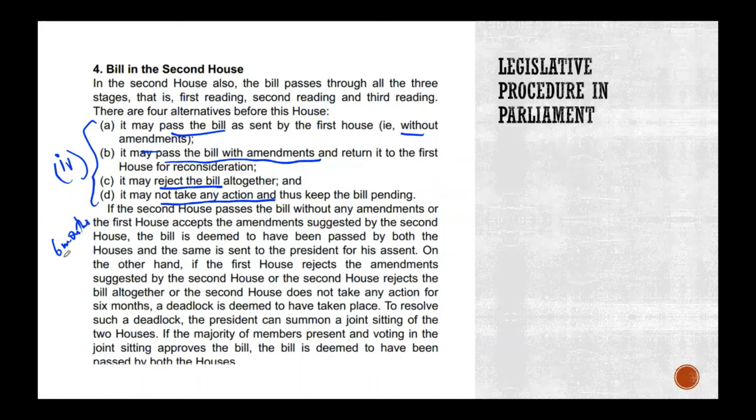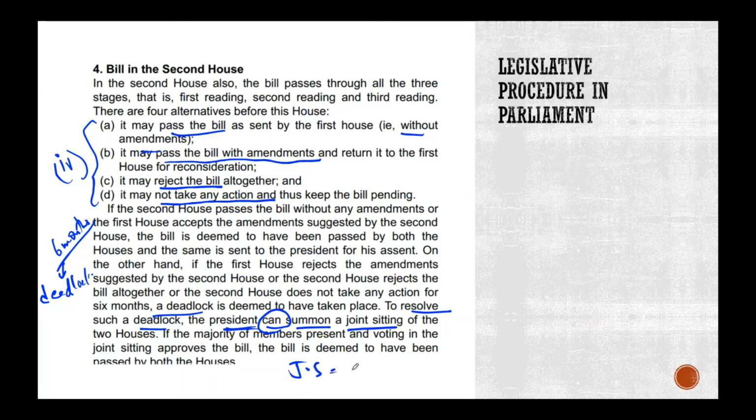Joint sitting will be there. And do we always have a joint sitting? If 6 months nothing has been done, we can say a deadlock. And then in order to resolve that deadlock, the president can summon. It does not mean he shall summon or he has to summon. He can summon a joint sitting if the bill is very important and it makes sense to go ahead with it and get it resolved ASAP. If the majority of the members present and voting in the joint sitting approve the bill, the bill is deemed to have been passed by both the houses.